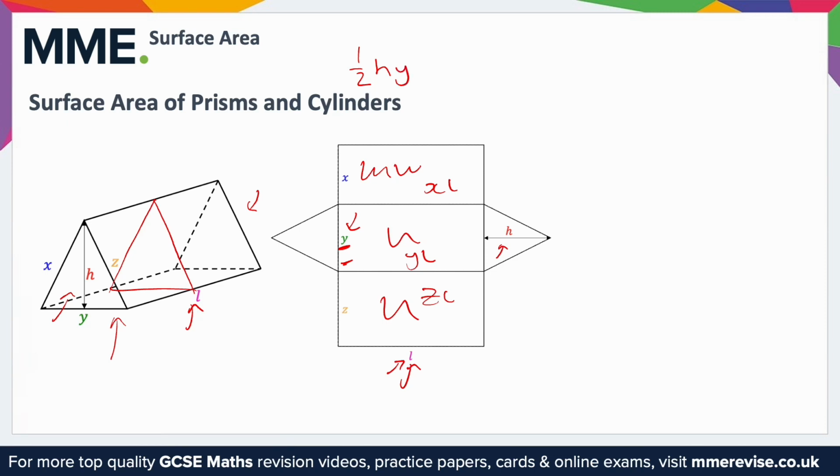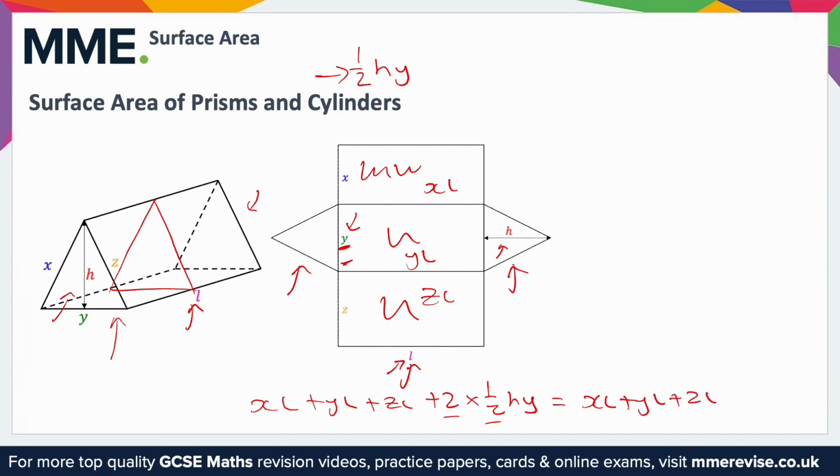So a half HY. Putting this all together, we're going to have XL plus YL plus ZL. And then remember, there's actually 2 lots of this because there's one triangle here and one triangle here. So plus 2 lots of a half HY. And of course, we can simplify this slightly because you've got 2 times a half. So it simplifies to XL plus YL plus ZL plus HY.